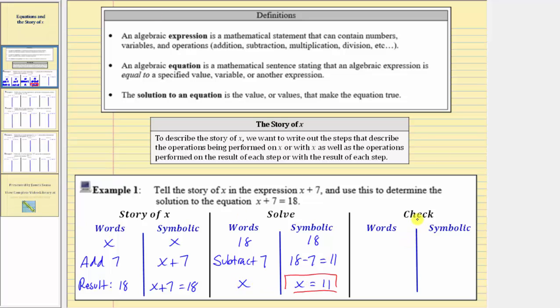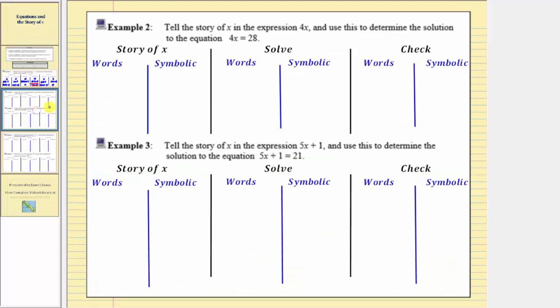Now let's go ahead and check our solution by rewriting the story of x for the given equation again to show the solution works. So we begin with x, which we know is equal to 11. Next we add 7. So 11 plus 7 is equal to 18, which is good news because we want the result to be 18, which it is. Let's look at another example.